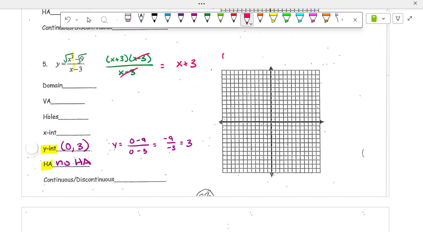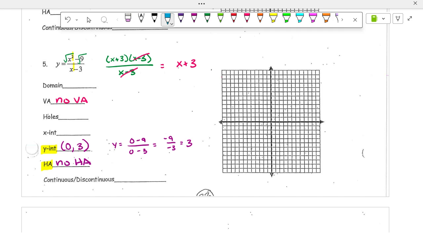First off, do I have anything left in the denominator? No. So if that's the case, we don't have a vertical asymptote. If you don't have anything left in the denominator, there's no vertical asymptote. However, don't I still have a hole? Yes, because I crossed something out. If you cross something out, you automatically have a hole.